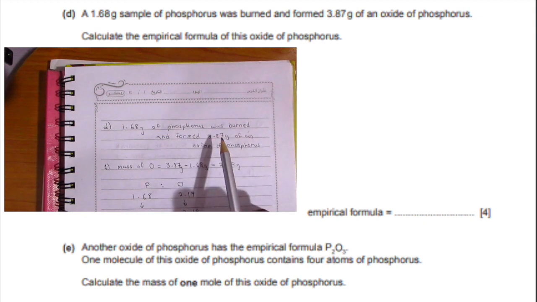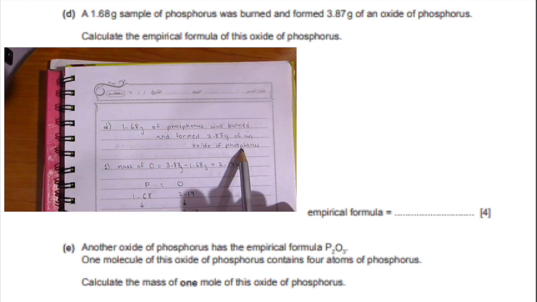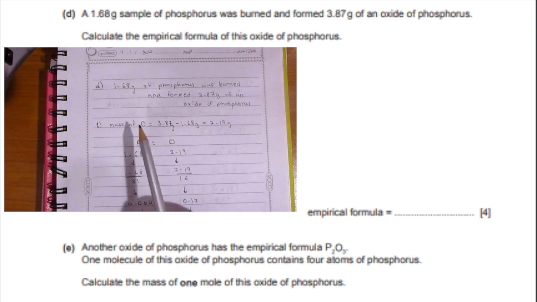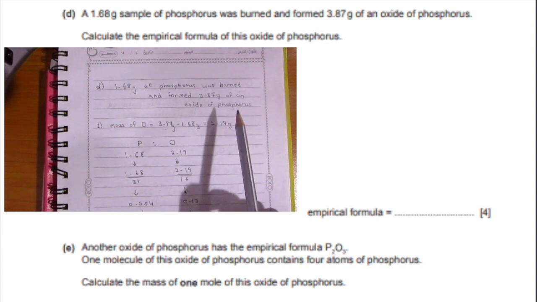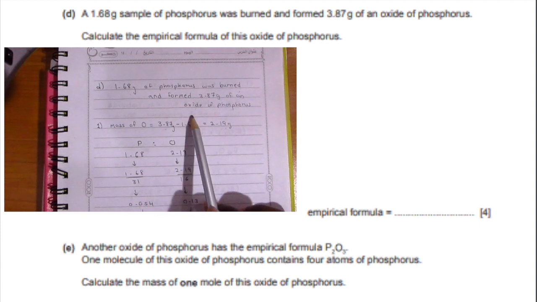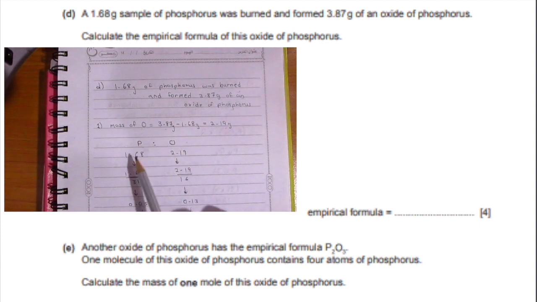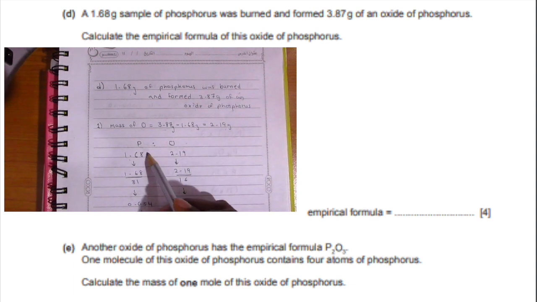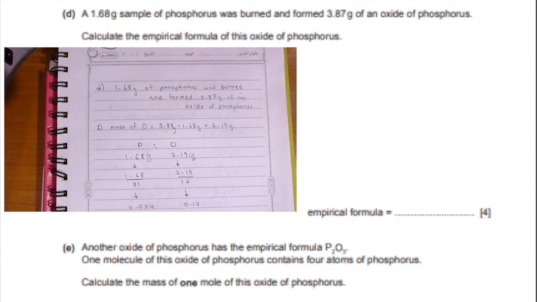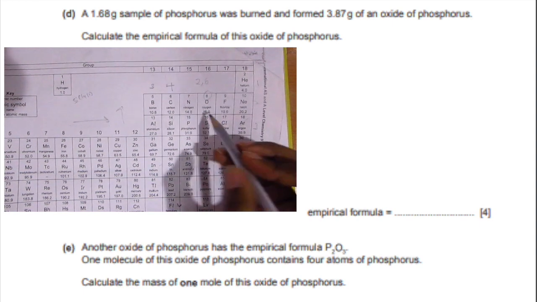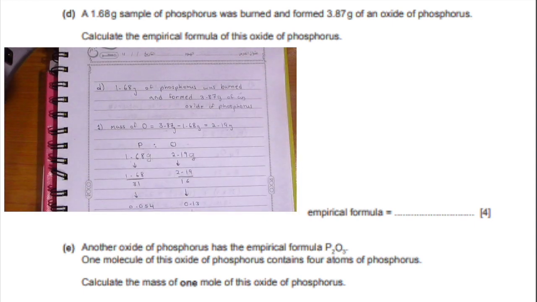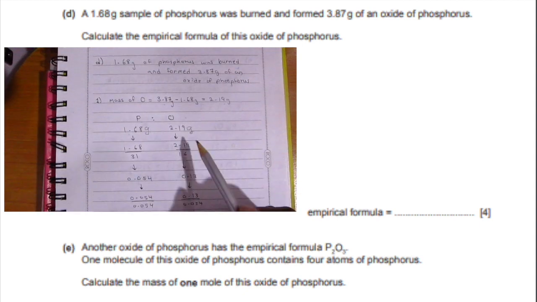So now for D, a 1.68 gram sample of phosphorus was burned and formed 3.87 grams of an oxide of phosphorus. So we need to find the empirical formula. The empirical formula is quite simple. It's basically the whole number or the simplest form of a molecule or a compound. So for example, if it was P2O2, the simplest form would be PO because the 2's cancel out. And for example, CO2 or carbon dioxide, that's the simplest form because you can't divide the 1 by 2, or then you'll have a fraction and not a whole number.